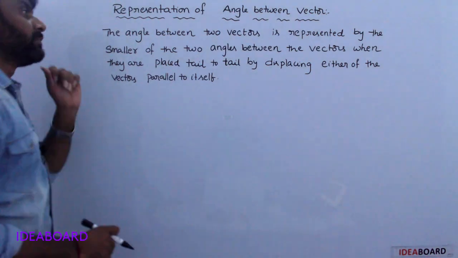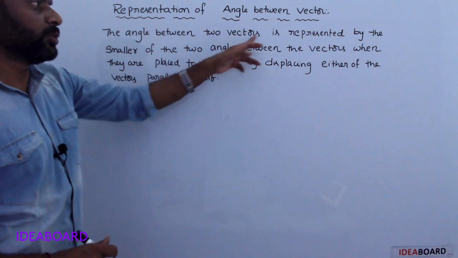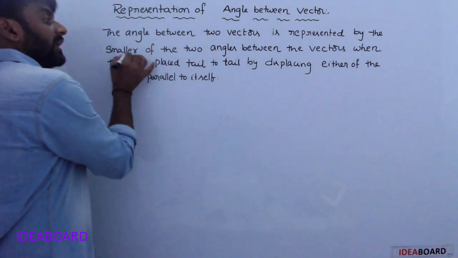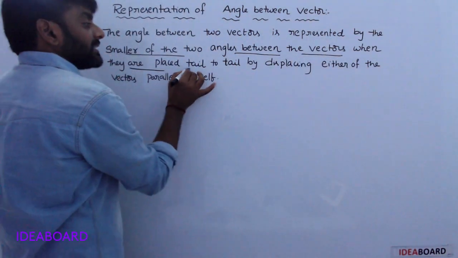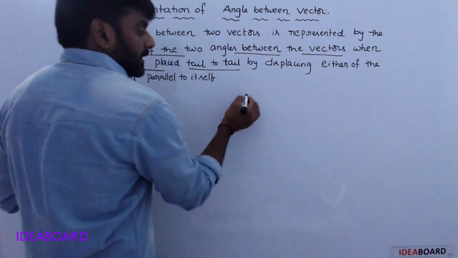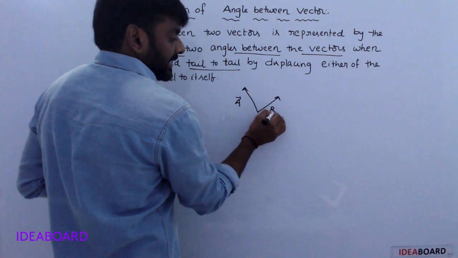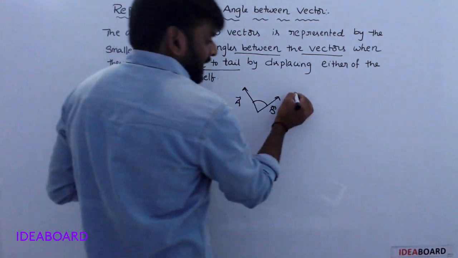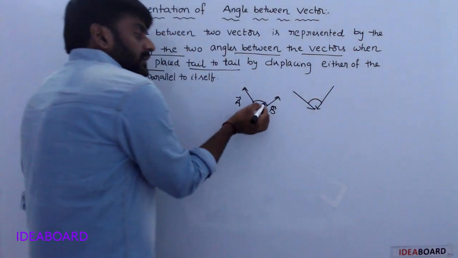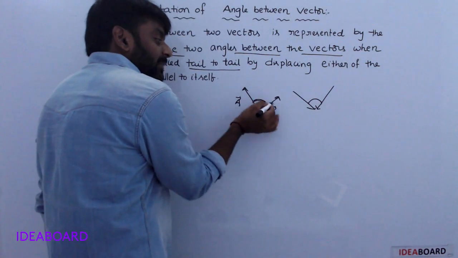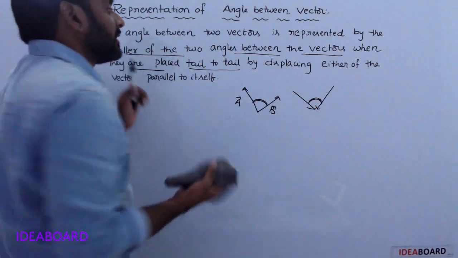So next, the most important one is the representation of the angle between vectors. The angle between two vectors is represented by the smaller of the two angles between the vectors when they are placed tail to tail. That means, this is A bar, this is B bar, tail to tail, or head to head. So this is the angle between the vectors.